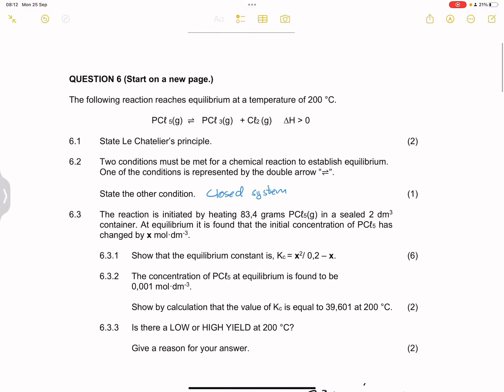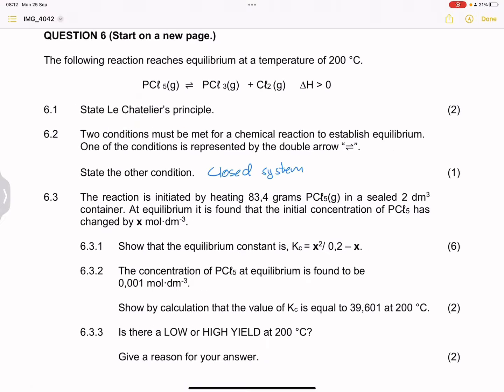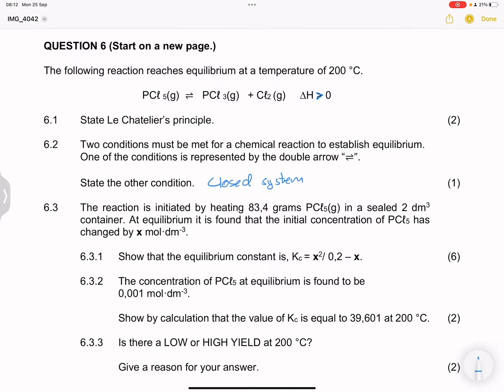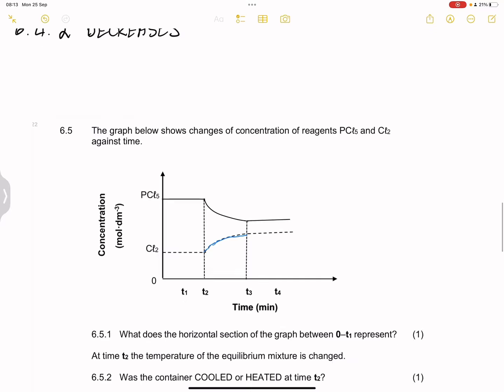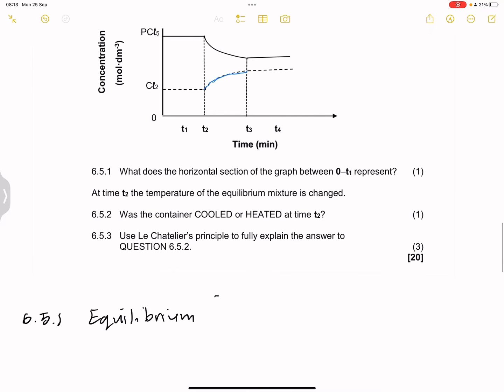Now let's go back to our reaction. They told us that we've got an endothermic reaction. So the forward reaction is endothermic. So which means how will we favor the forward reaction in this case? It means that we must have increased temperature, right? Because an increase in temperature will always favor the endothermic reaction. So let's answer that question. They say, was the container cooled or heated? So definitely our container must have been heated. Okay, so we are saying it must have been heated in this case, right?